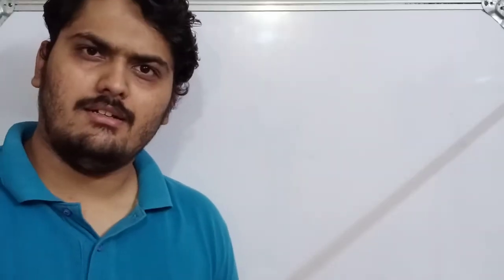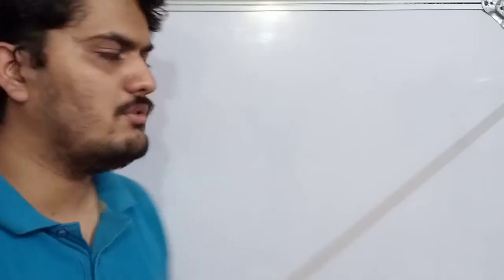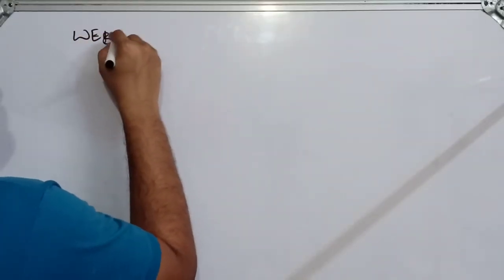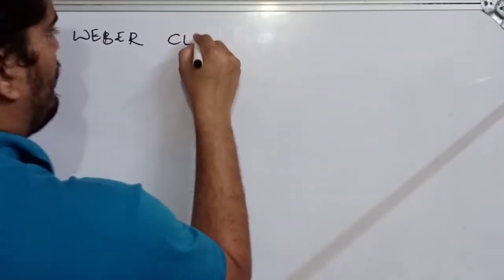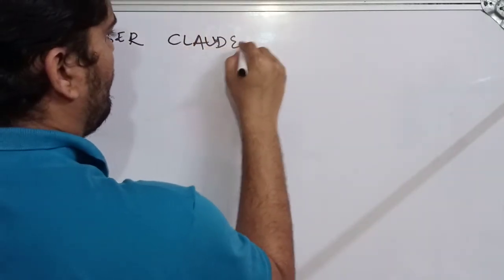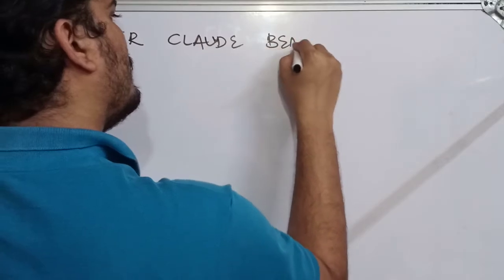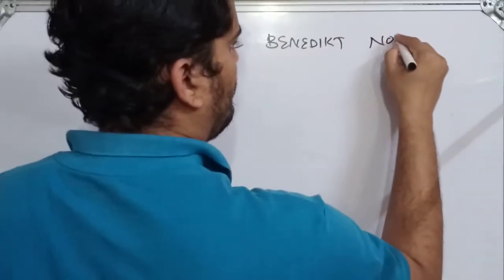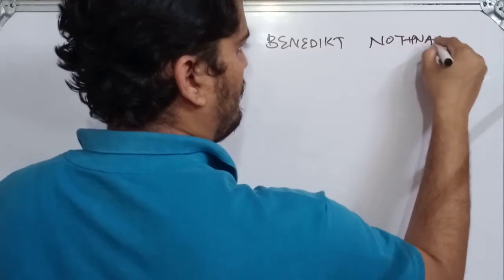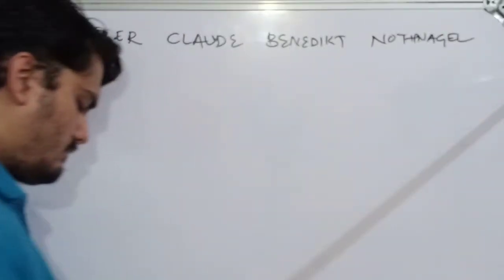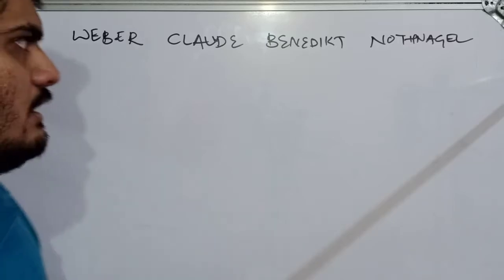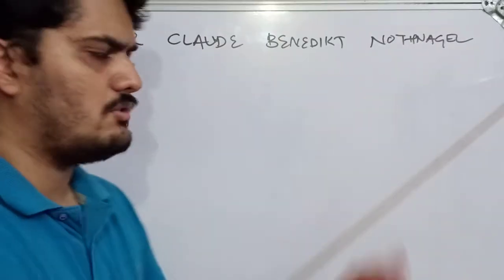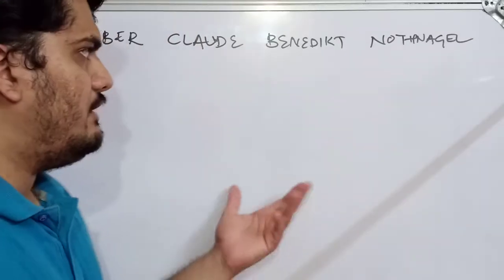We try to understand a simple way to remember a few important syndromes associated with the brainstem. Weber syndrome, Claude syndrome, Benedict syndrome, Nothnagel syndrome. So these are the syndromes. There are 2-3 important points associated with each syndrome, so we'll try to understand a way to remember them.